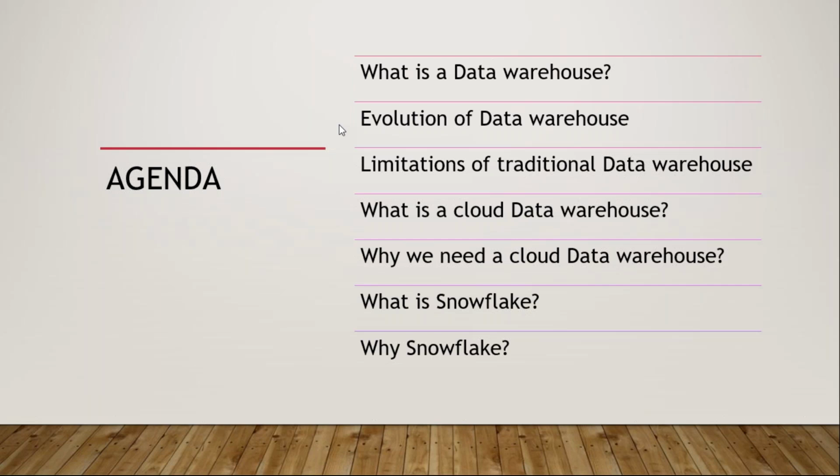Right. So as I said, first we will talk about what is a data warehouse, its evolution over the past decades, limitations of traditional data warehouse, what we currently have in some of the organizations, what is a cloud data warehouse and why we need a cloud data warehouse. And then we'll come to the point of what is Snowflake and why we have to go with Snowflake and why not with others, right?